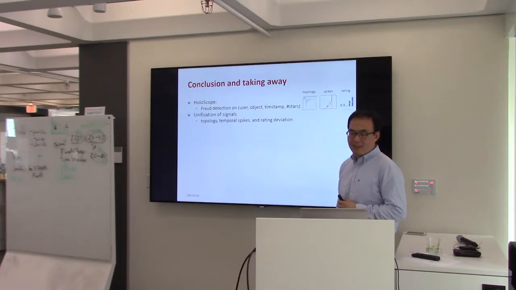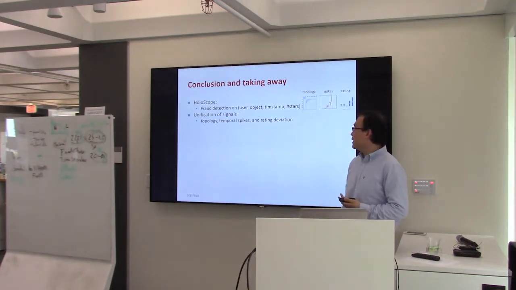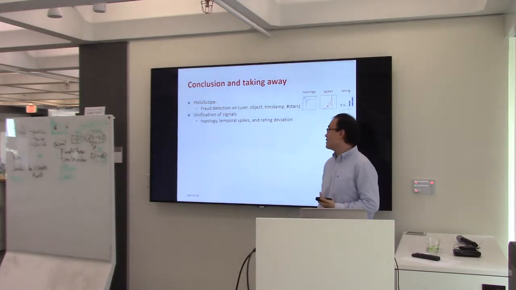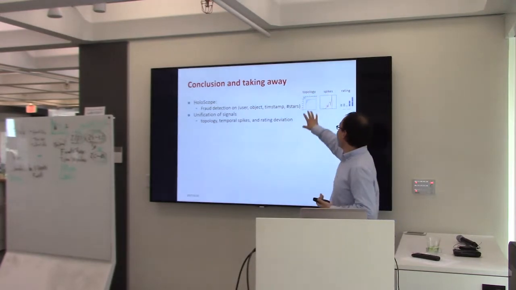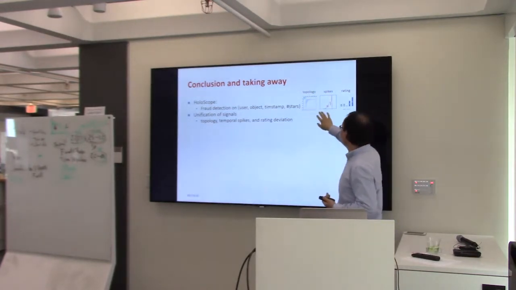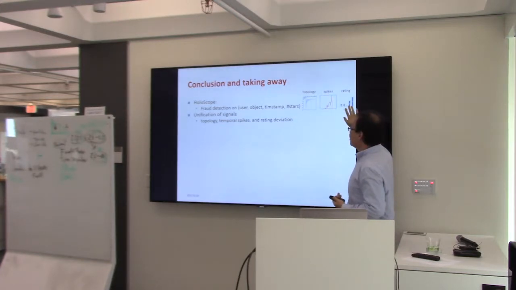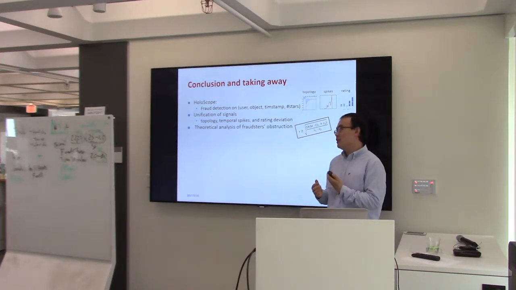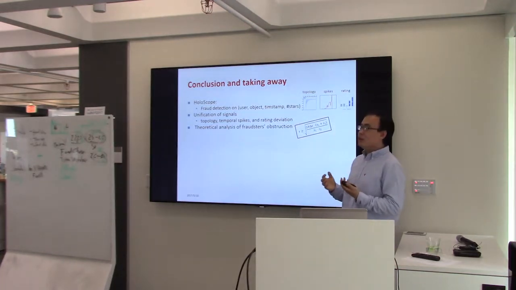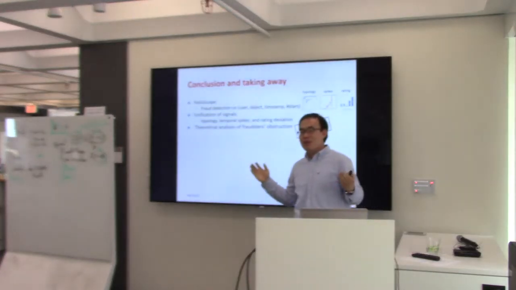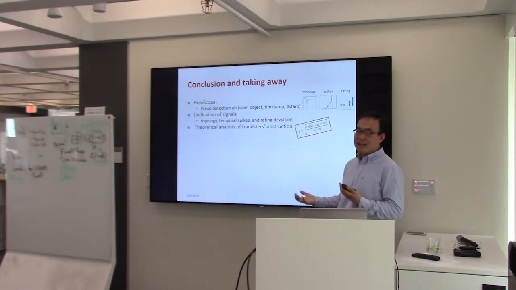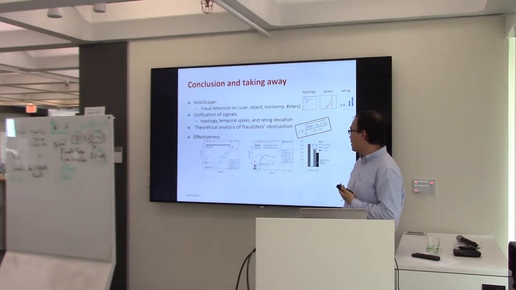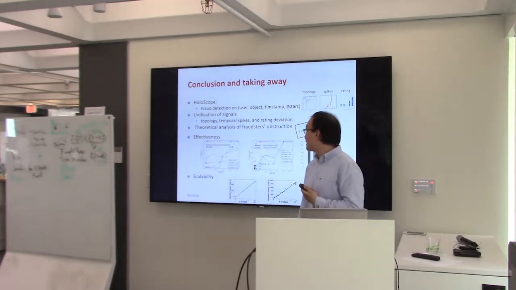In conclusion of my talk, HoloScope detects fraudsters on the user, object, timestamp and stars dimensions, and unifies signals with topology. We can avoid the hyperbolic community, the spikes, and also the rating deviations. And in the theoretical analysis of fraudsters, we increase the timing cost of the fraudsters, so they have to spend more time making fake reviews without being detected. For effectiveness, we showed our results, and we also have linear scalability.